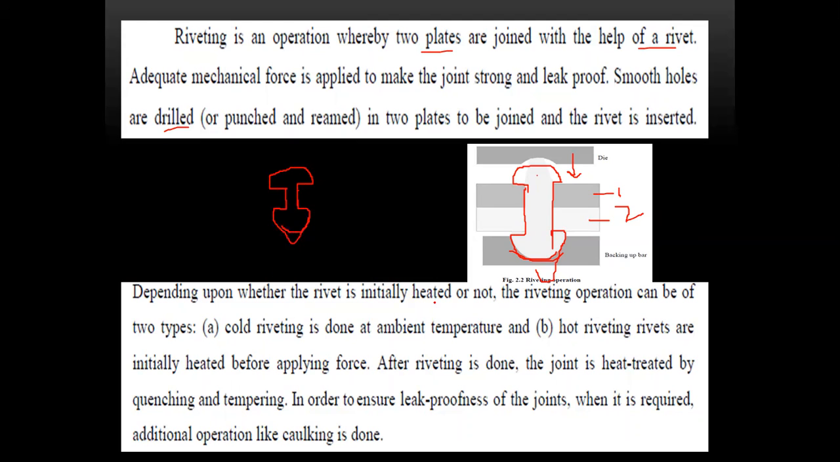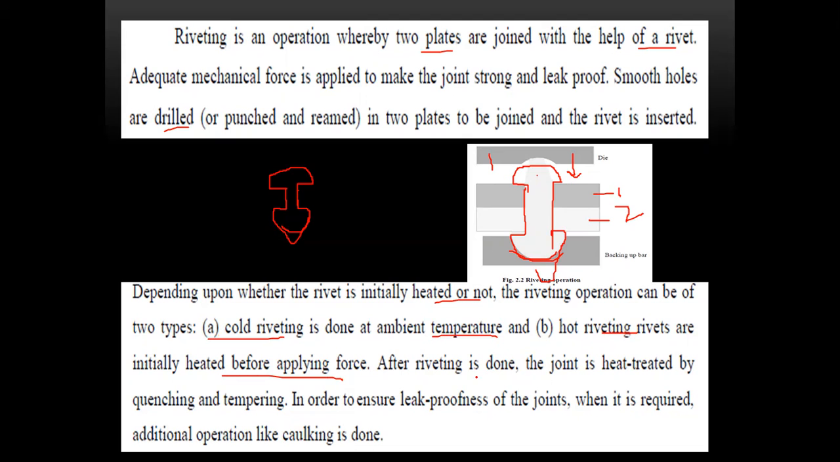Depending upon whether the rivet is initially heated or not, the riveting operation can be of two types. Whenever you are pressing with this top die, initially we have two types. One is normal room temperature setting, the other is heating. In the first type, cold riveting is done at ambient or room temperature. Hot riveting is done with the rivet initially heated before applying the force. We heat it, then apply the force, thereby it is converted into this shape.